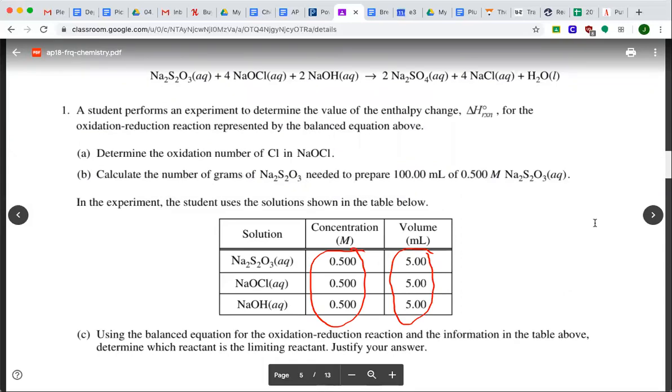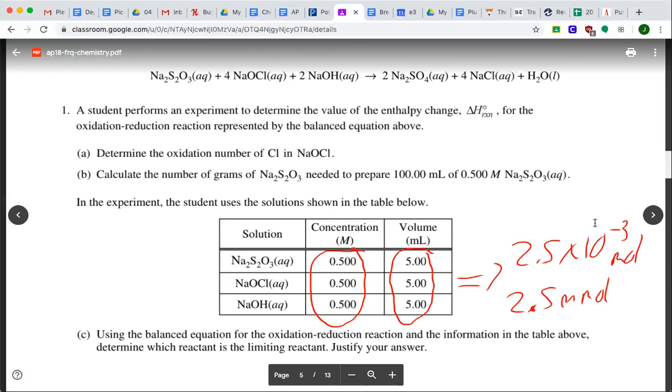So that many 0.5 moles per liter times 0.005 liters is going to give us, for all situations here, for all of these, we're going to wind up with 2.5 times 10 to the negative third moles, or better yet, 2.5 millimole, okay, of each one of these things.